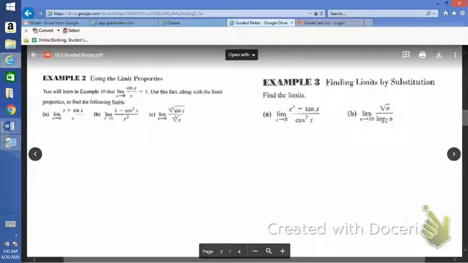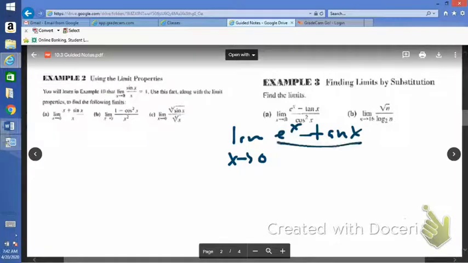Okay, in example 3 we're going to find limits by substitution. So these are nice because I can just right away plug in for x and evaluate the limit.